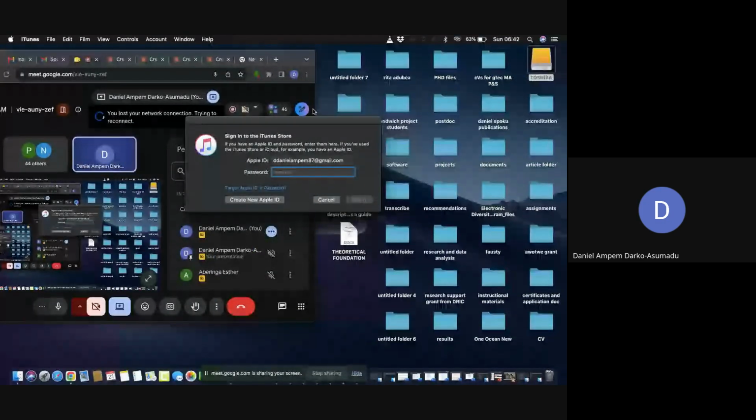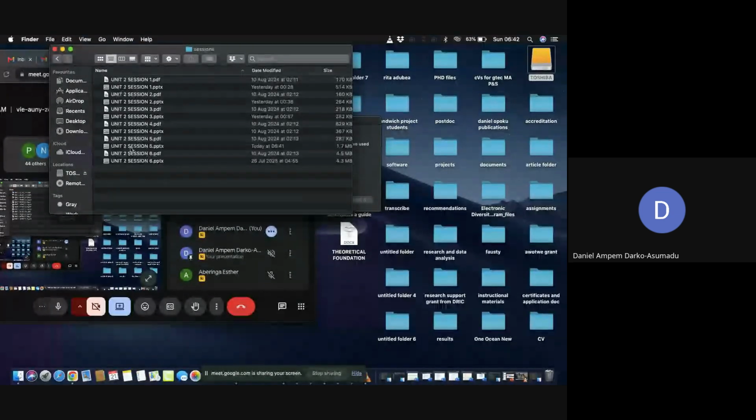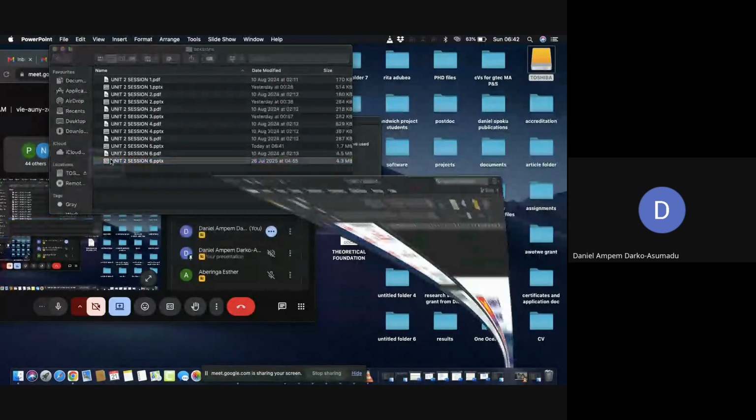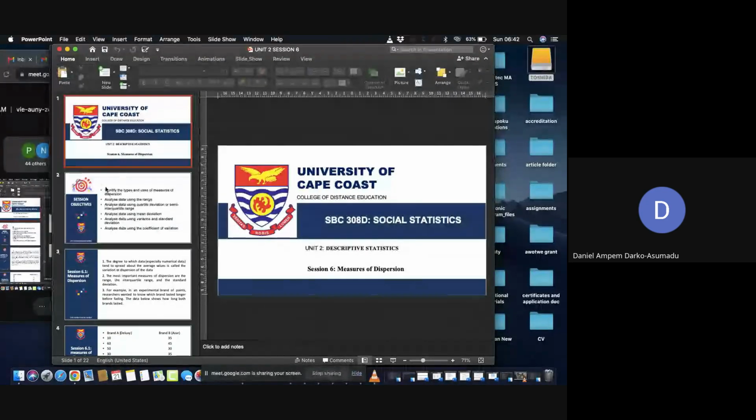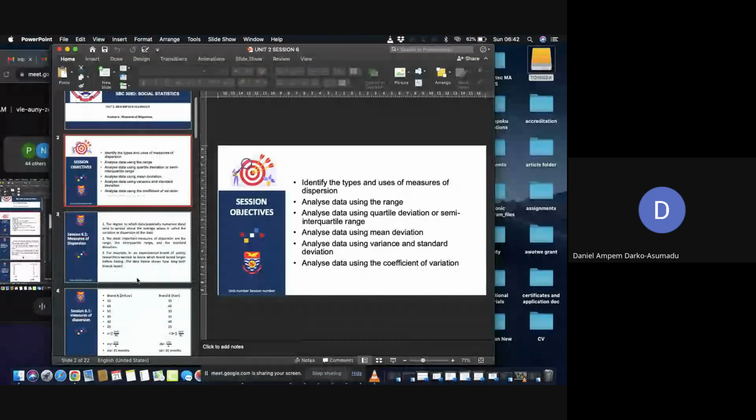Okay. Now let's continue. If not, we'll not finish today. Let's continue with the last section, which is Unit 6. Unit 6 is also quite loaded. In here, we are looking at measures of dispersion. We are going to look at the range. We'll look at quartile deviations and semi-interquartile range. We'll calculate the mean deviation, variance, and standard deviation. Then we'll end it with the coefficient of variation.